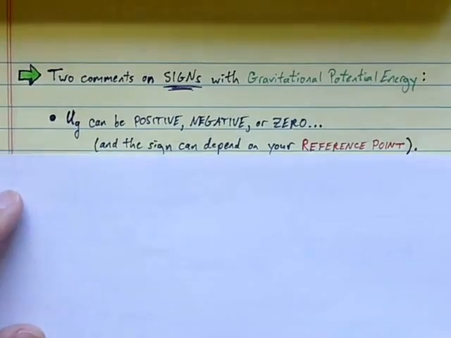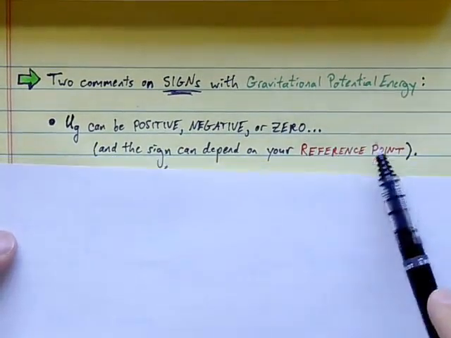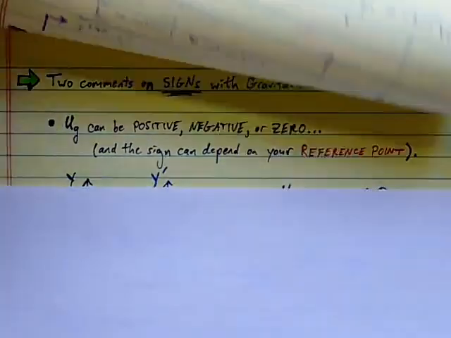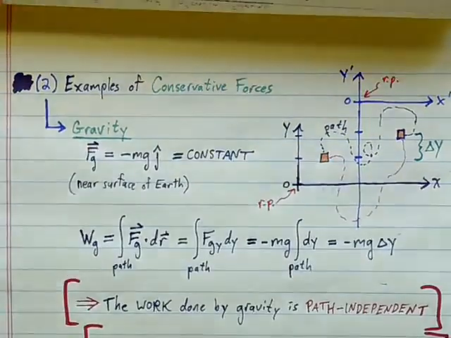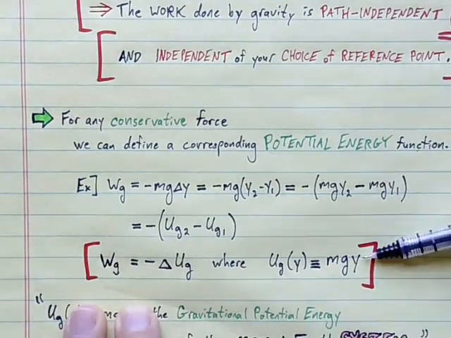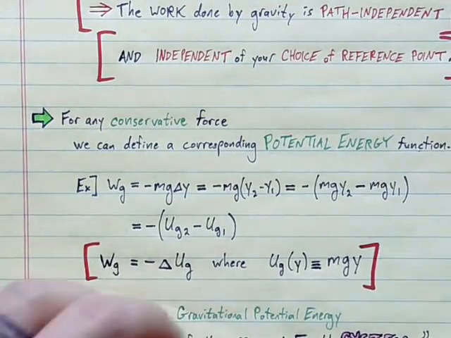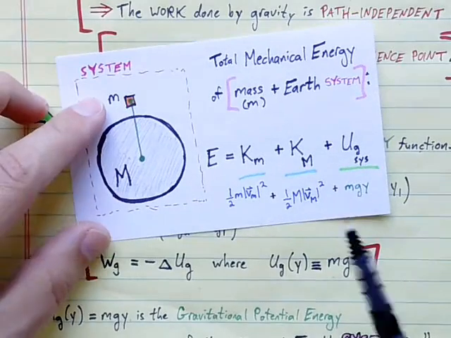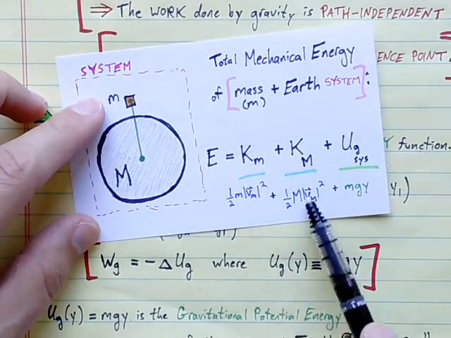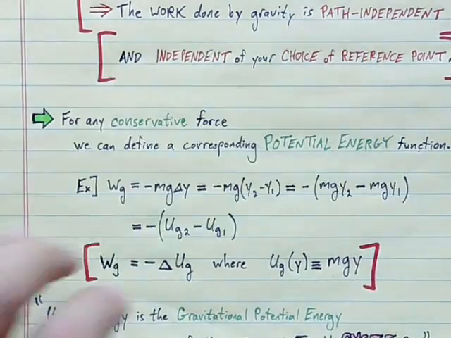Note that Ug, as we've defined it, can be positive, negative, or zero. And that sign can depend on your reference point. So if we define Ug like this, since y can be positive, negative, or zero, Ug can be positive, negative, or zero. In contrast to kinetic energy, 1/2 mv squared, which is always positive or zero. Always positive, but Ug can be negative, and that's okay.